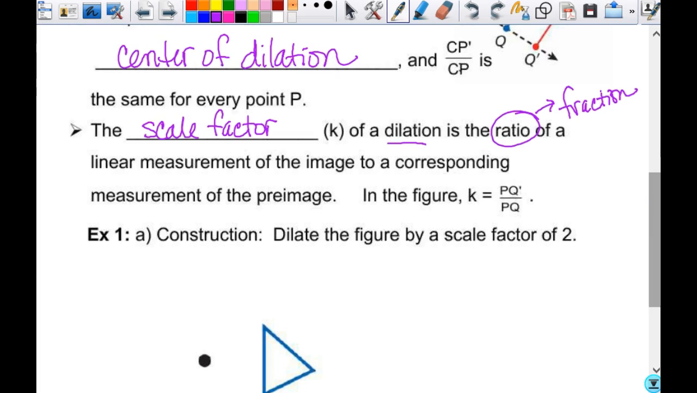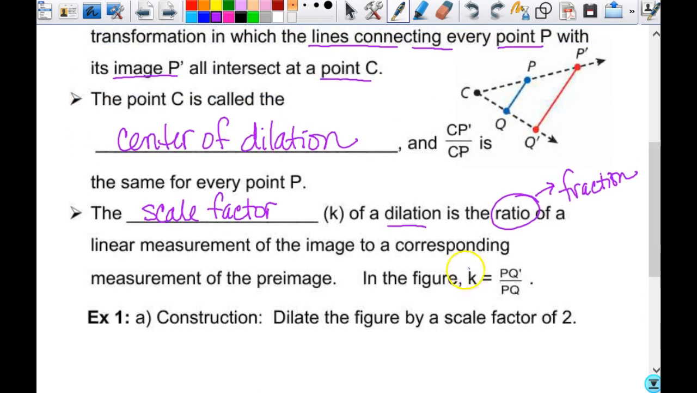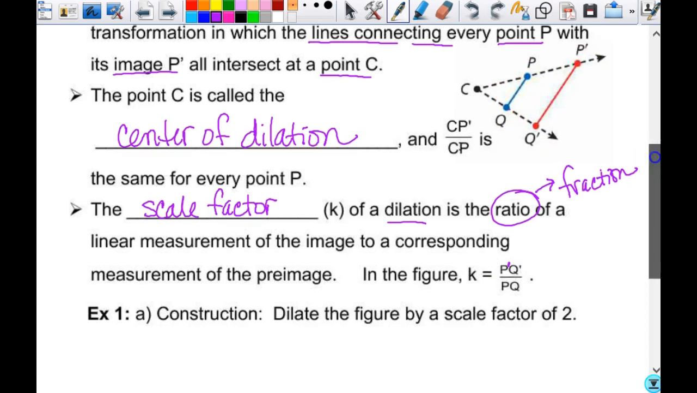So then in the figure, and there's something you have to fix in this little fraction here. In the figure, K, which is your scale factor, is equal to, this should say P prime Q prime, not P Q prime, P prime Q prime. So the length of the red segment over the length of the blue segment. And that would give you your scale factor. Okay, and again, if it was a polygon, you'd have corresponding sides. So we're going to actually construct this.